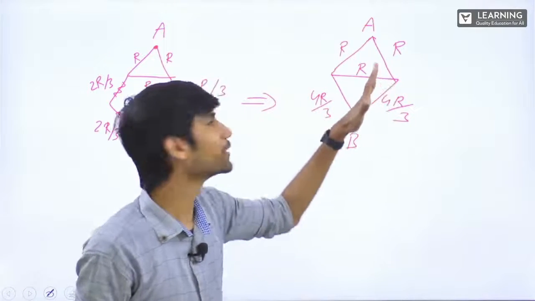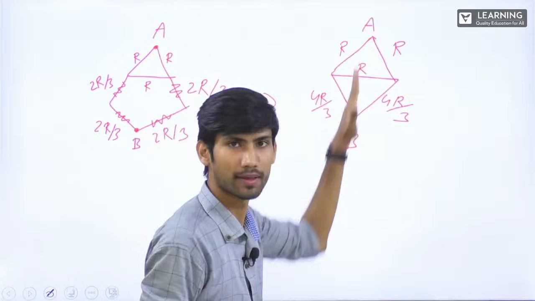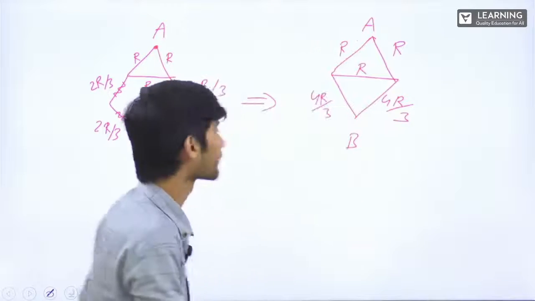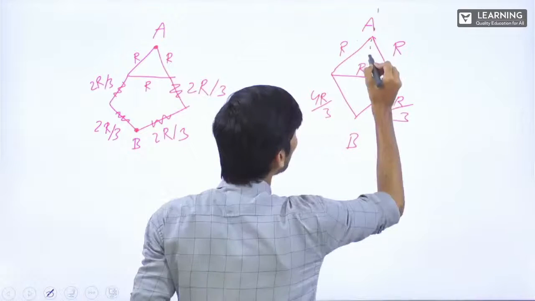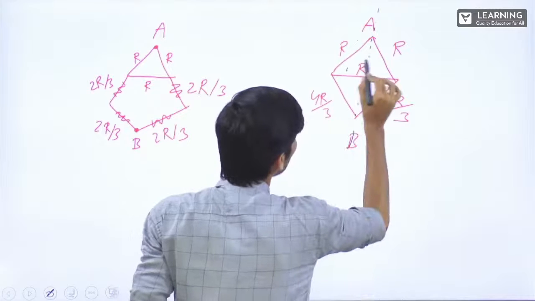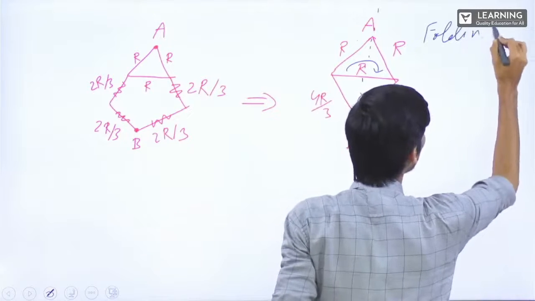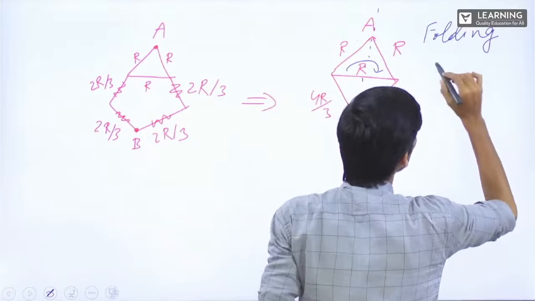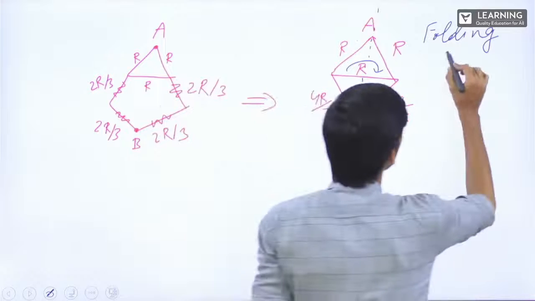Folding symmetry, if you remember. Across AB, can I fold this circuit like this? See here. I can fold it. There is a folding symmetry. Do not forget the basic rules I have explained, the basic tricks about the symmetry and all, okay?